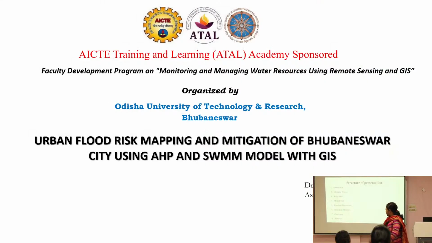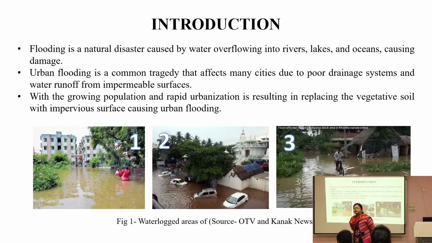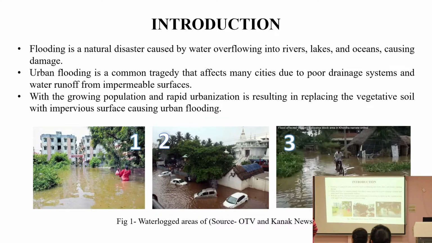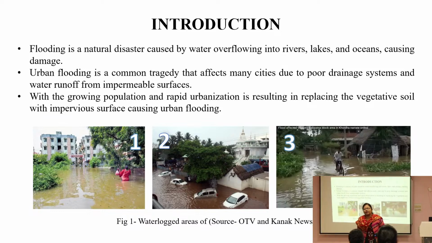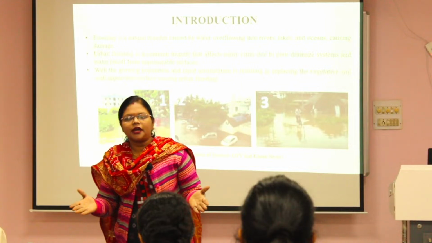So this is the presentation structure and introduction. Flooding and urban flood, what is the difference between the two? Urban flood is not natural; it involves impermeable structures. In a river flooding situation, normally when you have high rainfall, there is high surface runoff, and if the river is inundated to the banks, then you get flooding. The bank will be full.